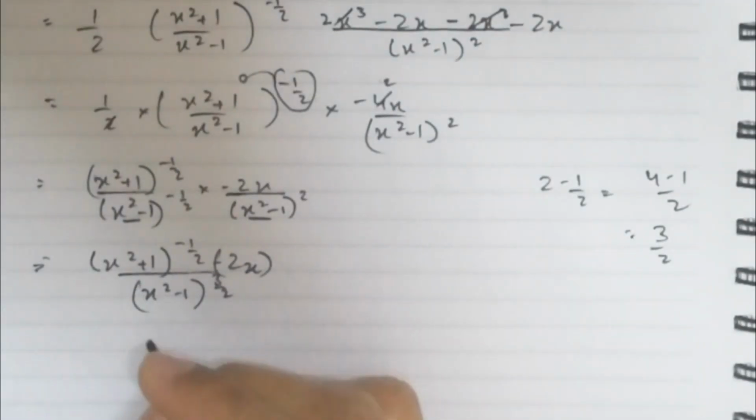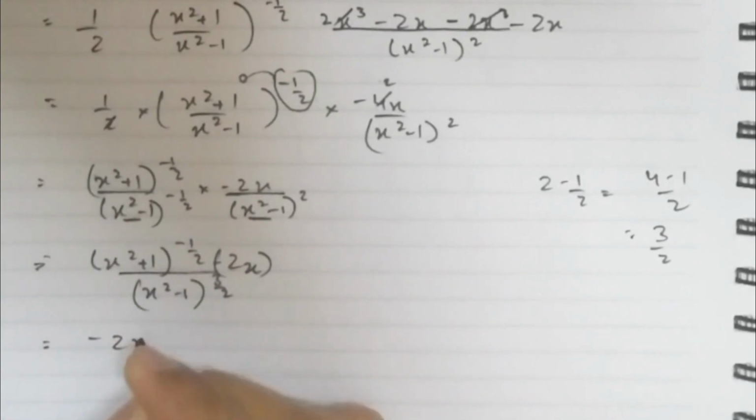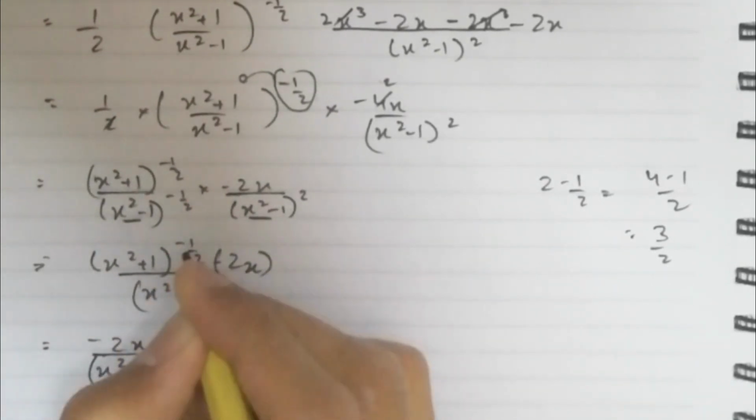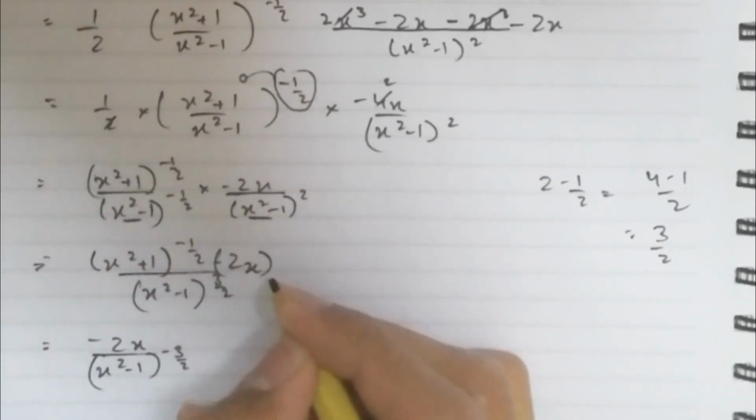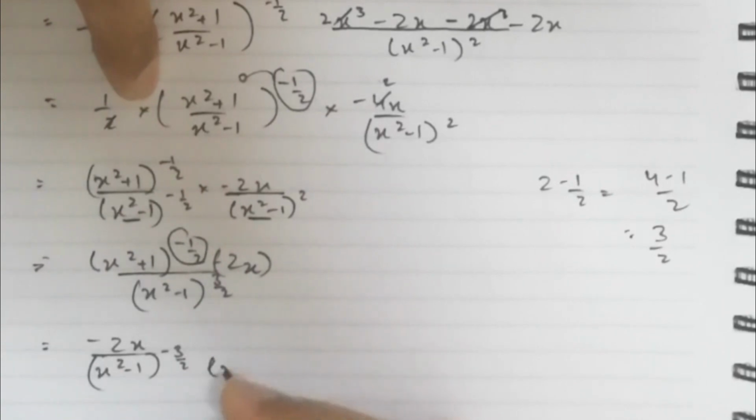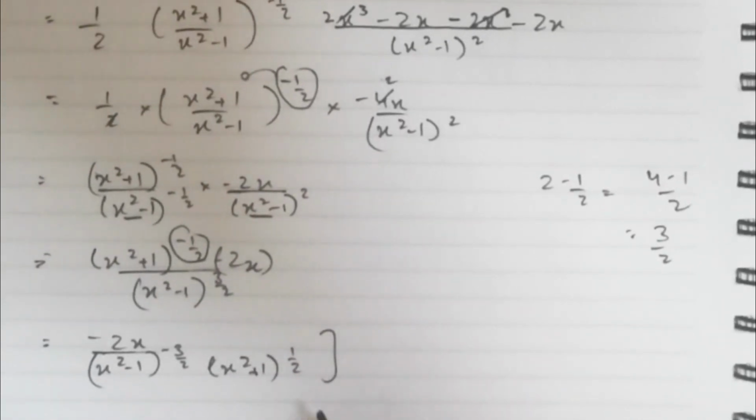But also you can go a step further, and that is negative 2x divided by (x square minus 1) power 3 by 2, and you can reciprocate this term (x square plus 1) power minus 1 by 2 because it is in the negative form, and if you reciprocate it, it would become positive, so that would be (x square plus 1) power 1 by 2. Okay, so this is the final derivative of the function. Thank you.